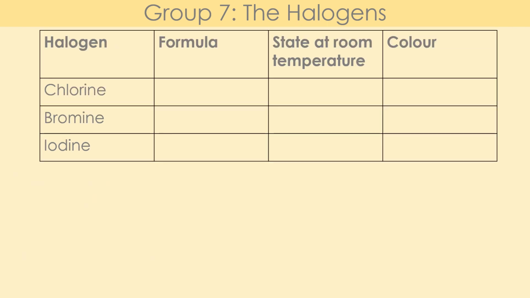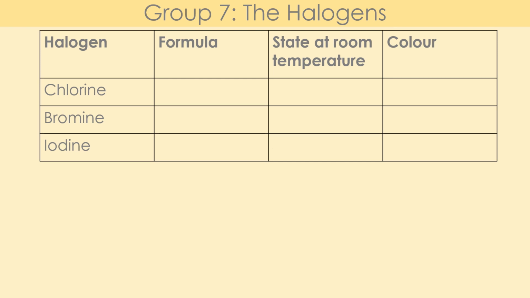Now what you need to know are the formulas for these 3, chlorine, bromine and iodine, their state at room temperature, so whether they're solid, liquid or gas, and their colour as well. It seems a little bit odd, but the exam board want you to know it, and it comes in useful for doing a few things later on. So have a go, see if you can write down what they all are. Pause the video quickly and have a go.